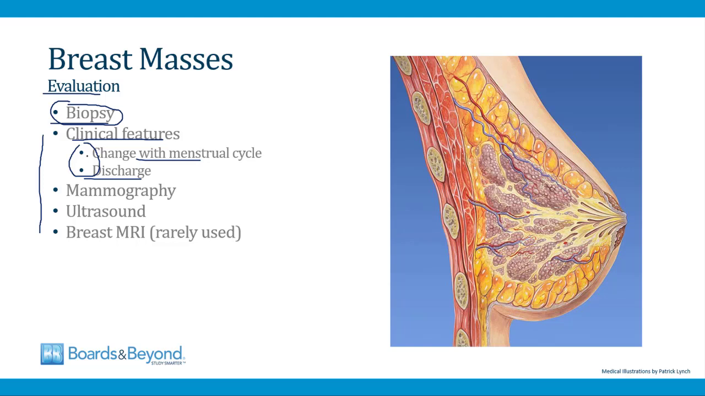And then the two major testing modalities used to evaluate breast masses are mammography and ultrasound. A third one, breast MRI, is also available, but this is expensive and it's not covered by many insurers, so in clinical practice it's rarely used.